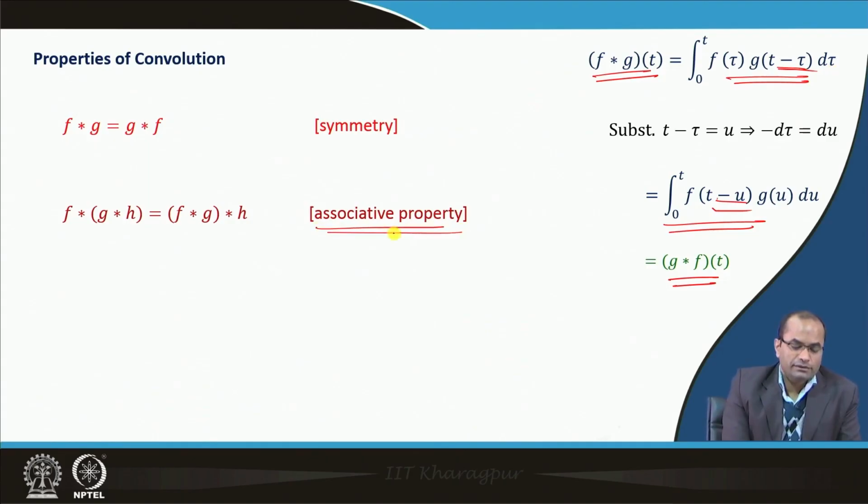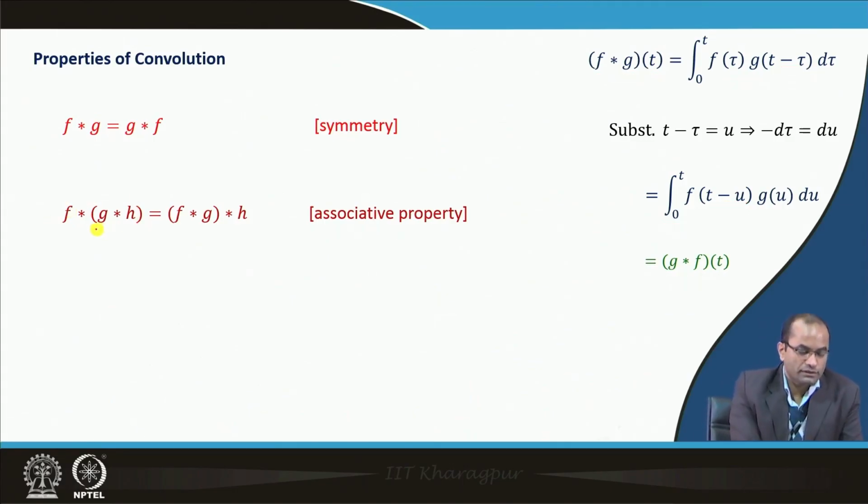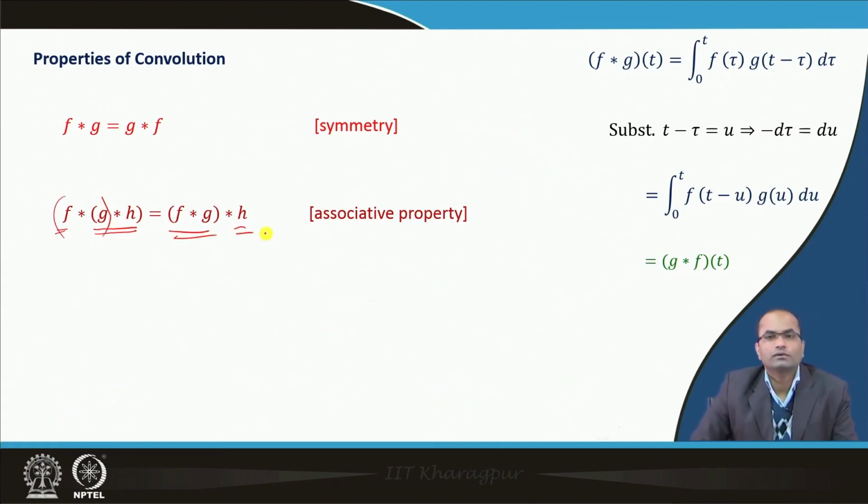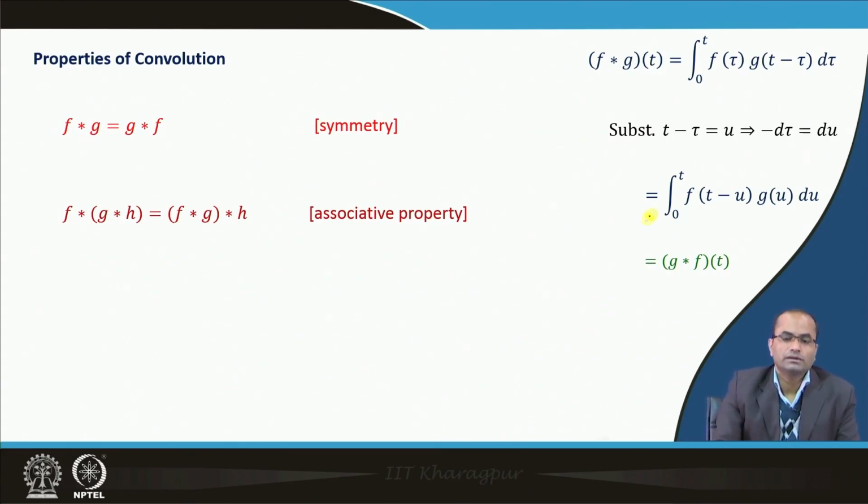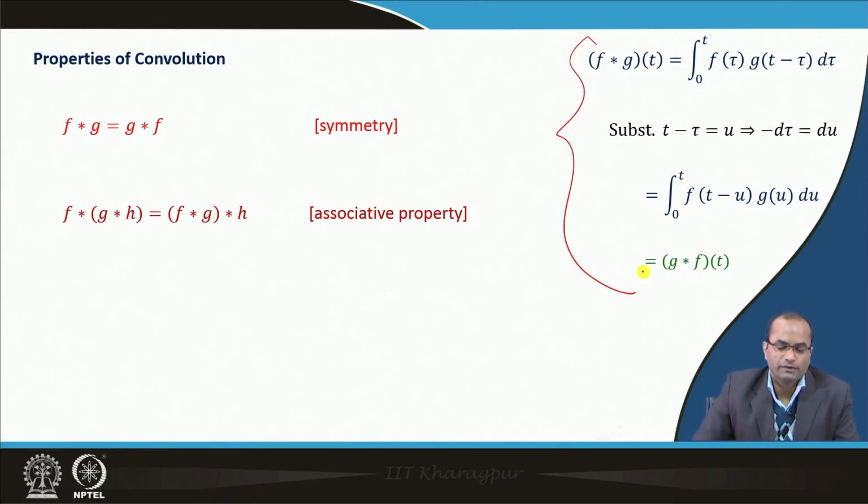Another property is the so-called associative property. That means, if we make a convolution product of f with another convolution g star h, in this order, that first g and h are convoluted, and then its convolution product with f, that will be equal to doing this first with f and g, and later on with h. This will also be equal. Similar to the symmetry property we have proved here, one can also easily prove this property.